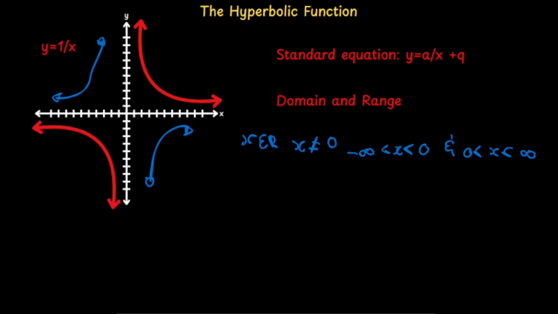Looking at your range, it is all the y values for which this function will exist. Your range would be y is an element of R, because from -infinity to +infinity you will have a range, except when y equals 0. So y will not equal 0. Get it? So your range would be y is an element of R and y does not equal 0.